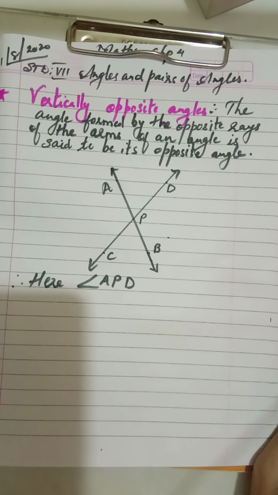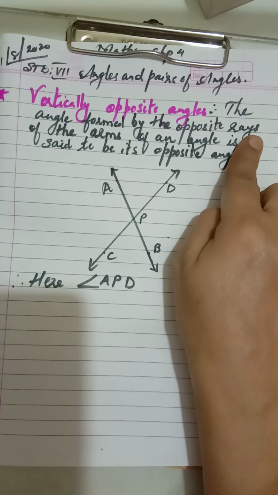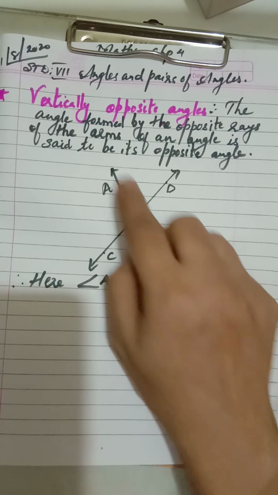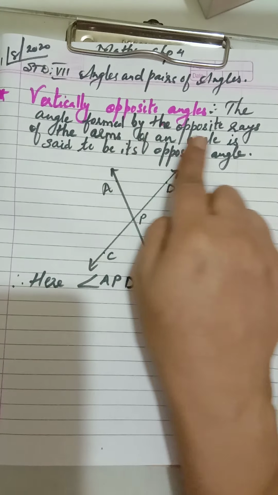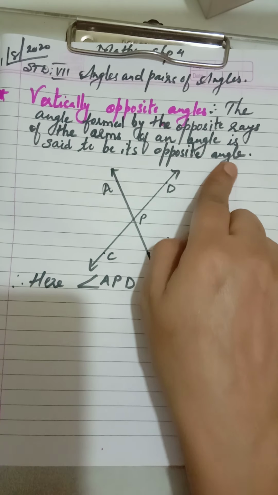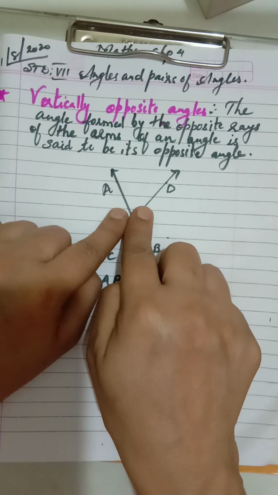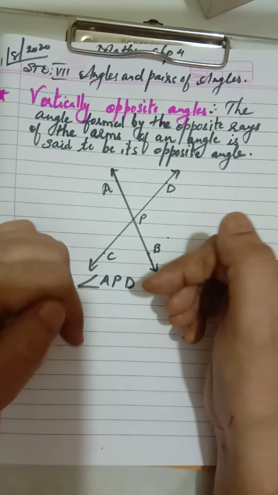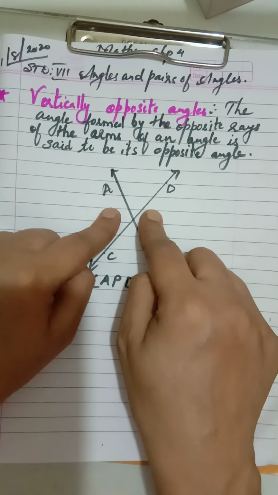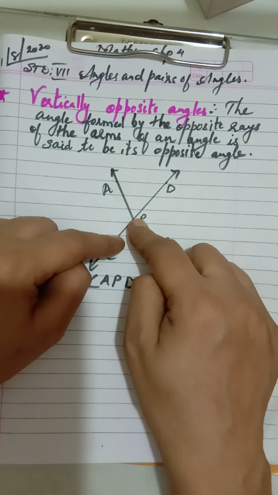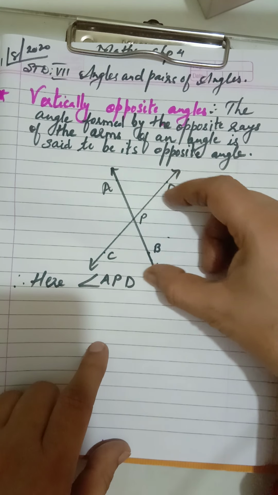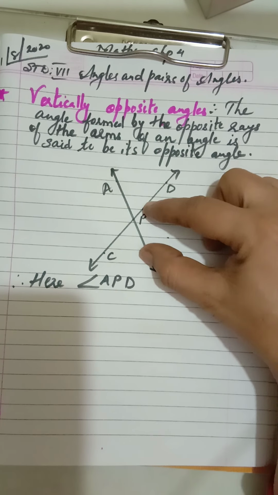Now here see children, the angle formed by the opposite rays. Okay, so this is one ray, the other ray is this. Now here the angle formed by the opposite rays of the arms of an angle is said to be, now see children, this is the arm. These are the two rays and its opposite ray will be downwards. So for this ray, these rays are going to be opposite rays. For both these rays, this ray will be the opposite ray.